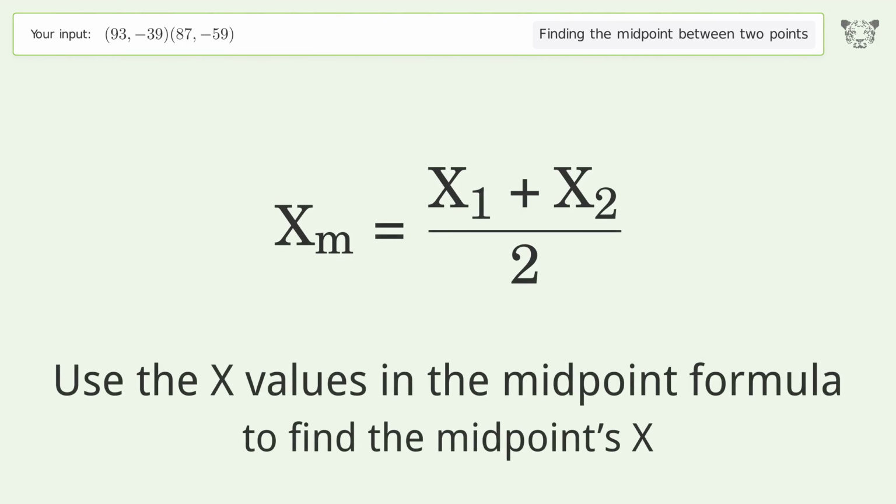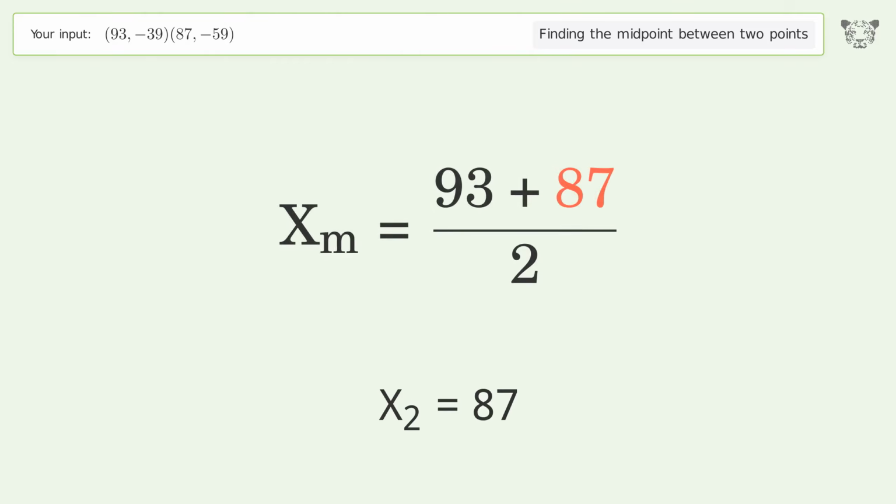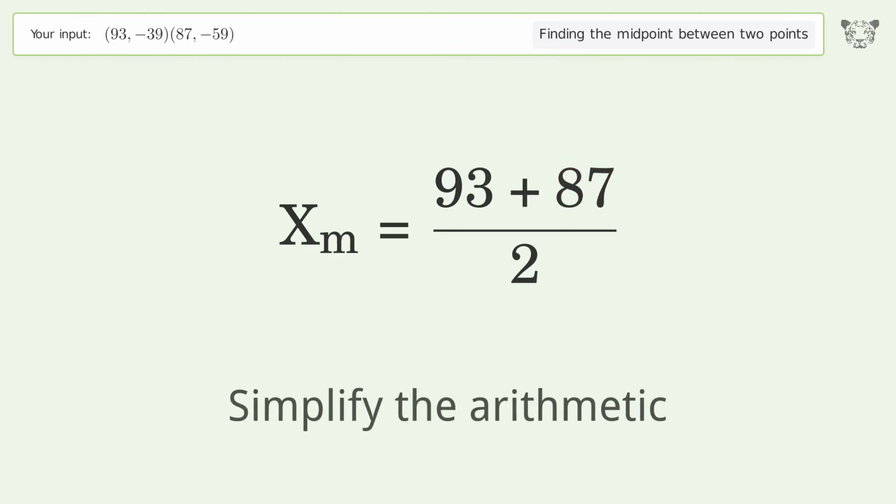Use the x values in the midpoint formula to find the midpoint's x. x1 equals 93. x2 equals 87. Simplify the arithmetic.